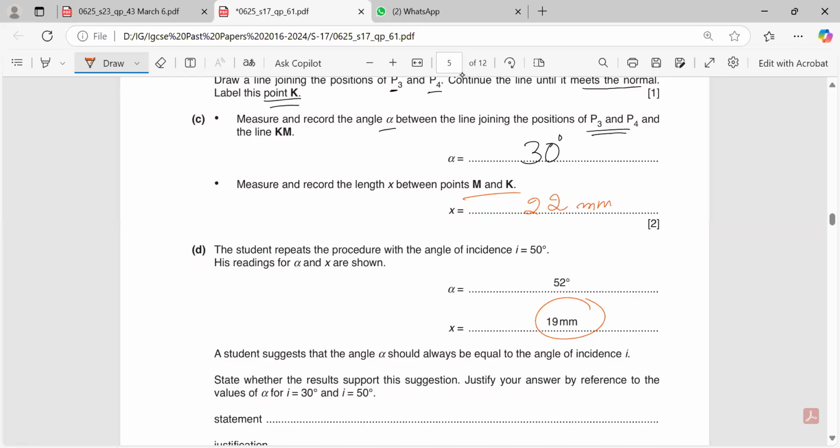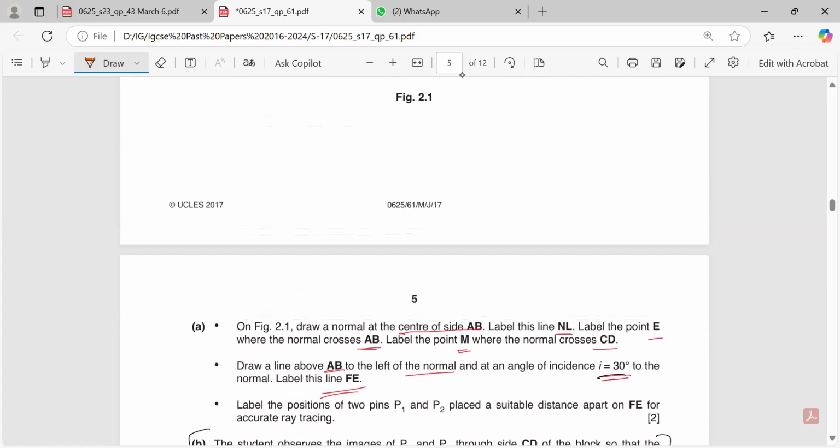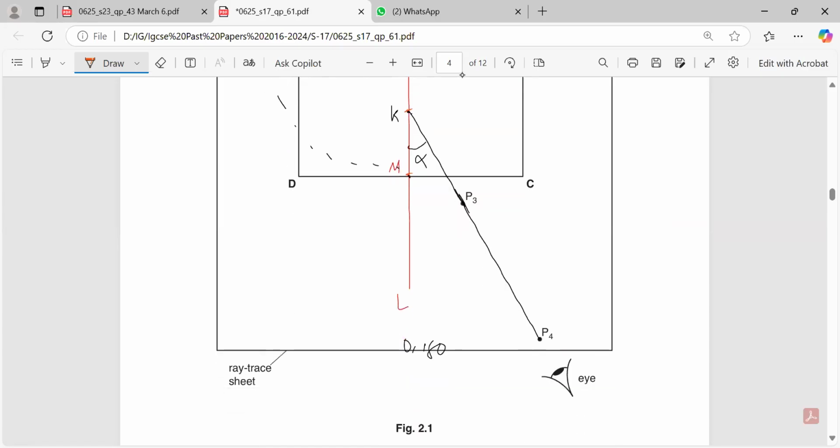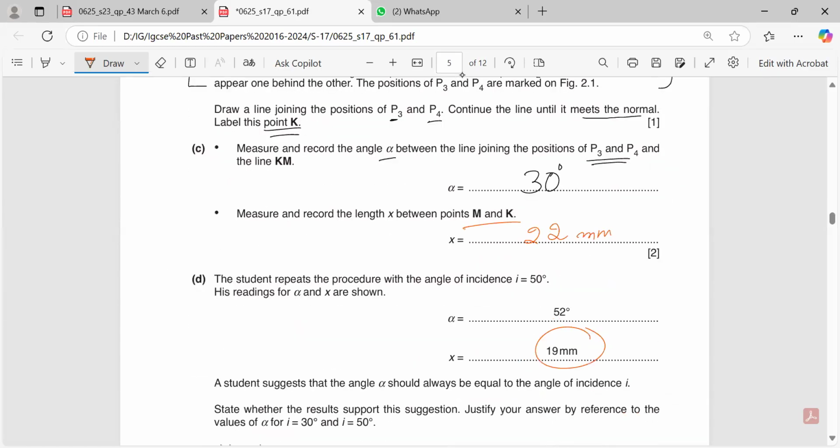Notice it is very important to label the alphabets as they are said. If I'm missing K or M, then I will struggle with where to measure between K and M. But as I was drawing, according to the instructions of the examiner, I was labeling the corresponding points with the told alphabets. So KM we can measure from here till here. In general it is in centimeters, but this time they have given a clue that x is in millimeters, so we will also write x in millimeters.